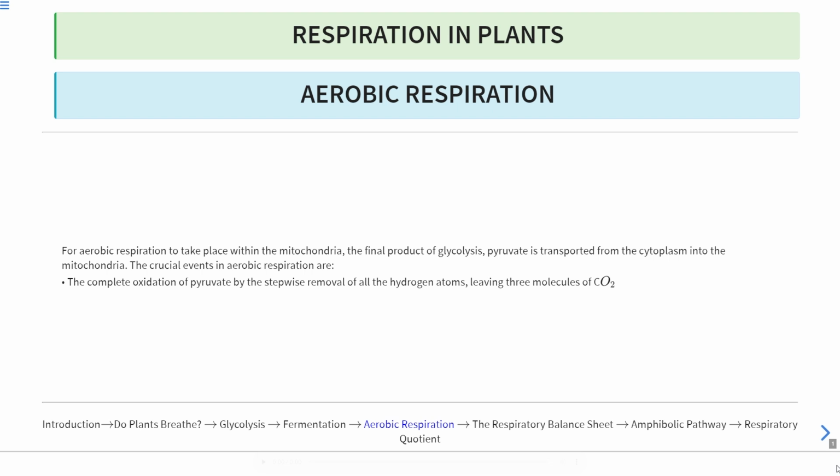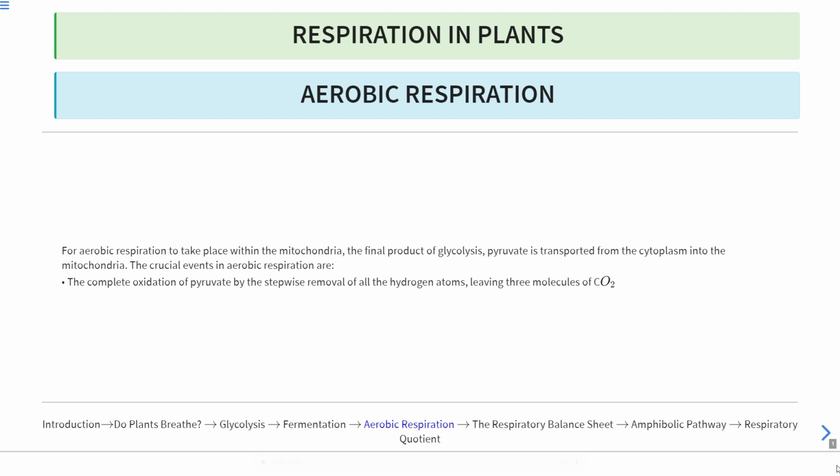Okay. Now, the next step is the substrate, that is the last end product of glycolysis, the pyruvic acid, that gets into aerobic respiration when oxygen is available. And the organism that follows such type of respiration is called aerobic respiration. Okay, so let us see that.